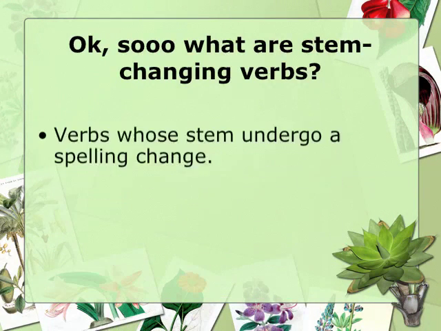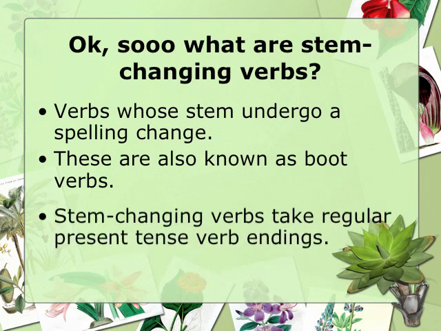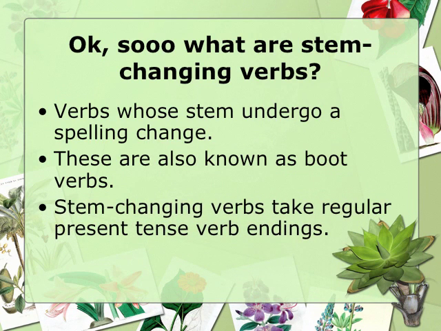So in essence, when you talk about stem changing verbs, you're talking about verbs whose stem undergo a spelling change when conjugated. These verbs are also called boot verbs, and you'll see a little bit later why they're called boot verbs. And when you conjugate it, after you change the stem, you will put the regular present tense verb endings on the end. So for instance, if it's an AR verb, your endings are still going to be o, as, a, amos, áis, and an. You don't change the ending, the stem is what changes, and you still have to conjugate these verbs, okay?